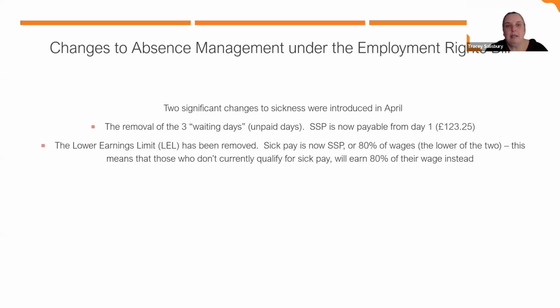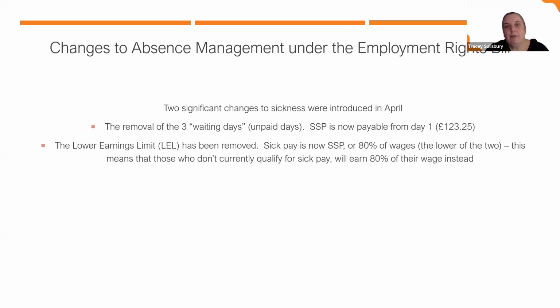The bigger change around sickness is around the lower earnings limit, or the LEL as it's often referred to. Now, previously, under the pre-April legislation, people had to earn £125 a week in order to qualify for sick pay. And if they didn't earn £125 a week, then sickness was unpaid. The biggest change that's come in under the Employment Rights Bill is statutory sick pay is now SSP or 80% of wages, and it's paid at the lower of the two.